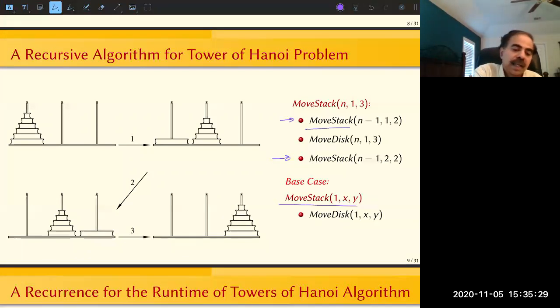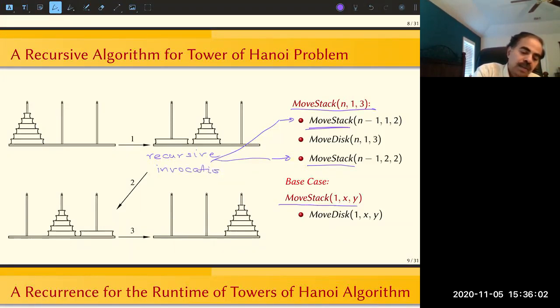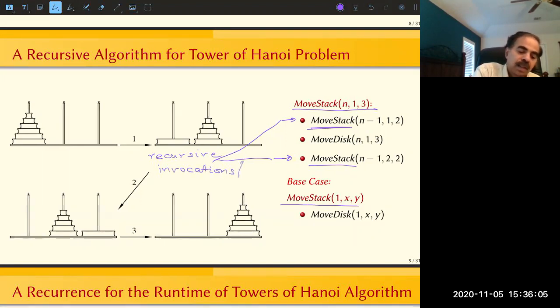So we call these recursive invocations, or recursive calls. Because we are defining the move stack algorithm, and if the move stack algorithm ends up using itself, then that is what we refer to as recursion, right? So these are recursive invocations. An alternate term for invocation is a call.